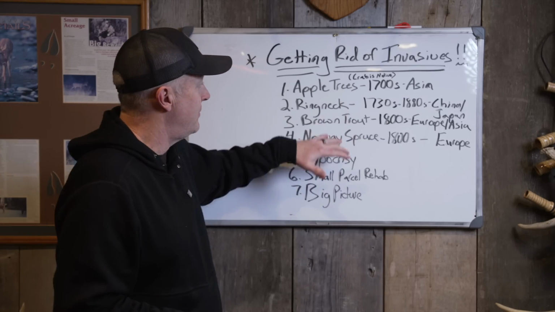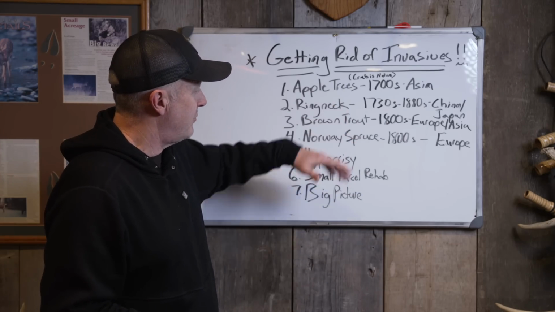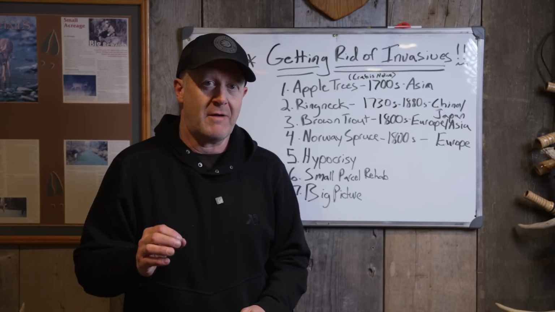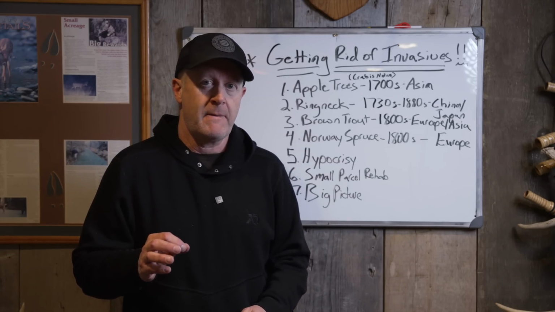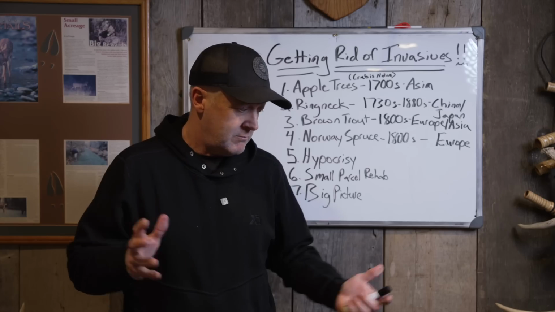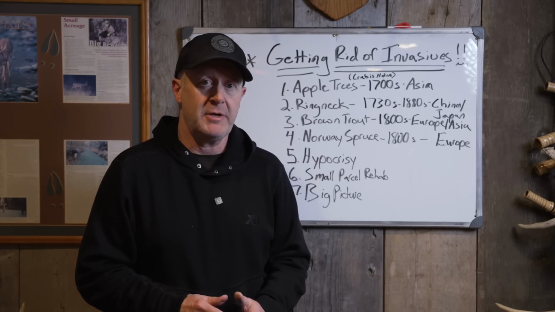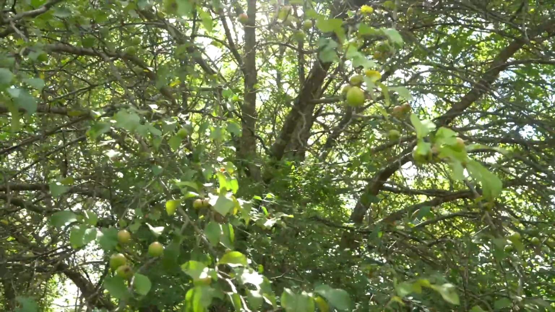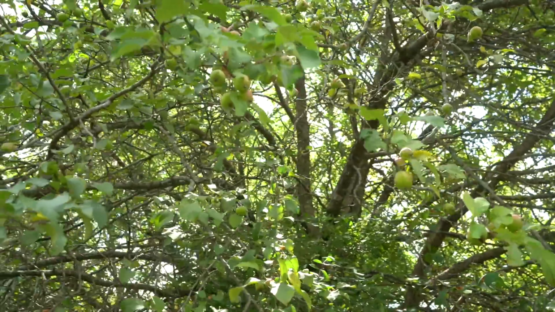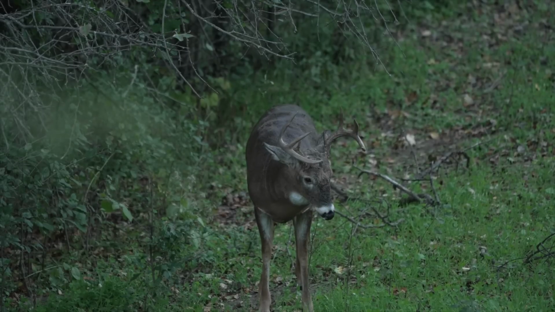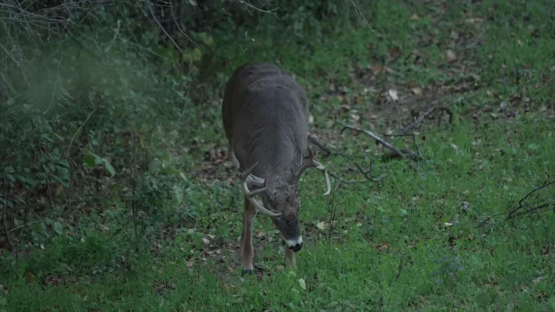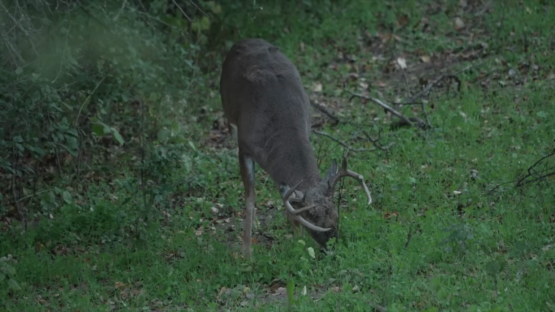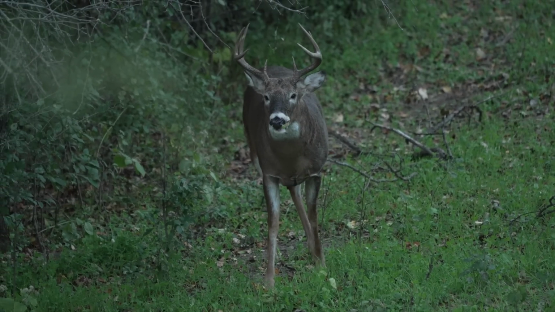You can look up apple trees, ringneck pheasant, brown trout, Norway spruce. I'm not telling you to get rid of these. I'm trying to offer a little bit of big picture perspective to this entire situation. If you look at apple trees, awesome. But they were brought here in the 1700s from Asia, and a lot of these things were. But just Google this stuff. Just type in, are apple trees native to North America? See what comes up and read about it.